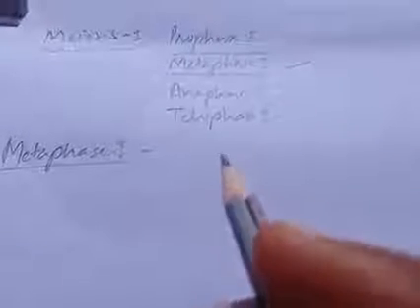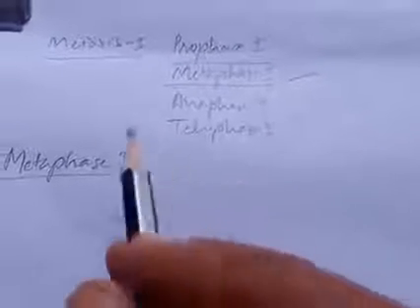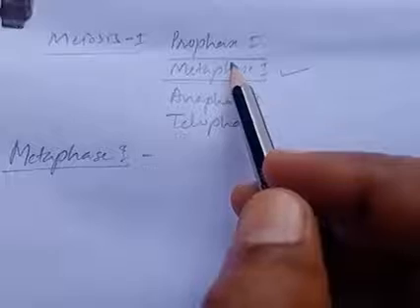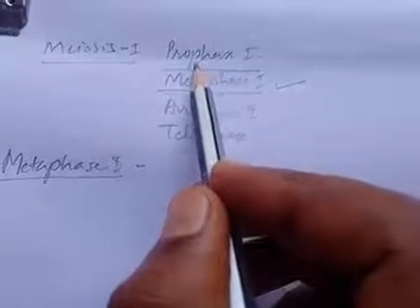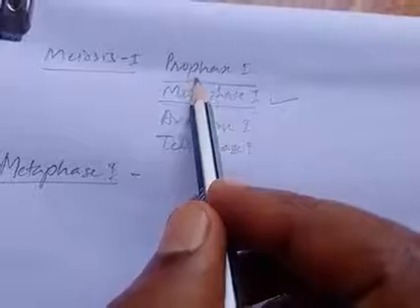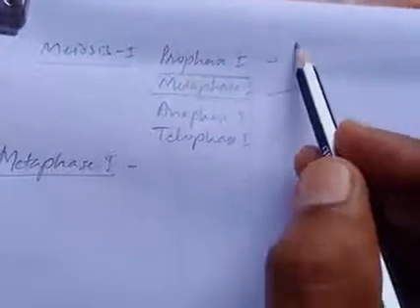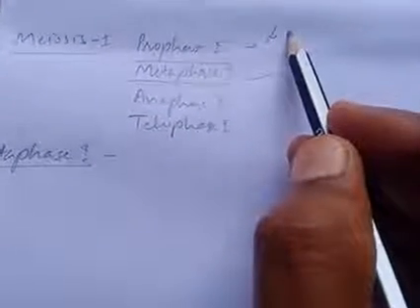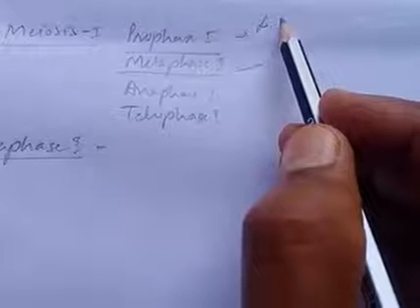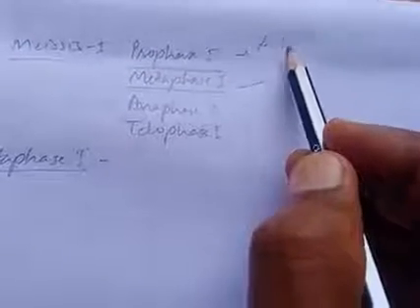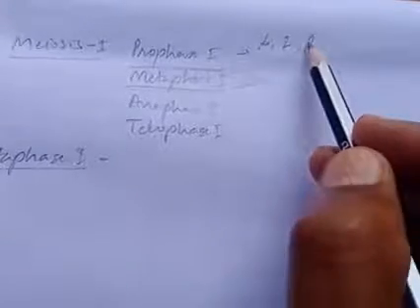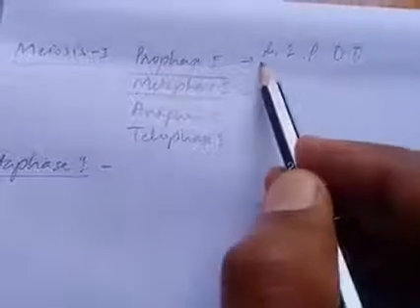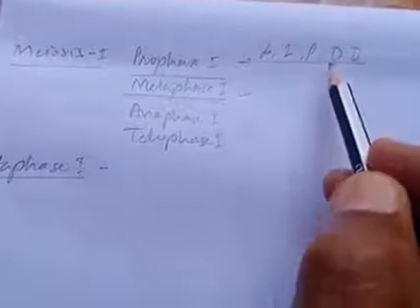Hello students. In this video we'll discuss meiosis first, next part. In the previous video we discussed prophase first and its subphases, that is leptotene, zygotene, pachytene, diplotene and diakinesis. These are the phases we have discussed.